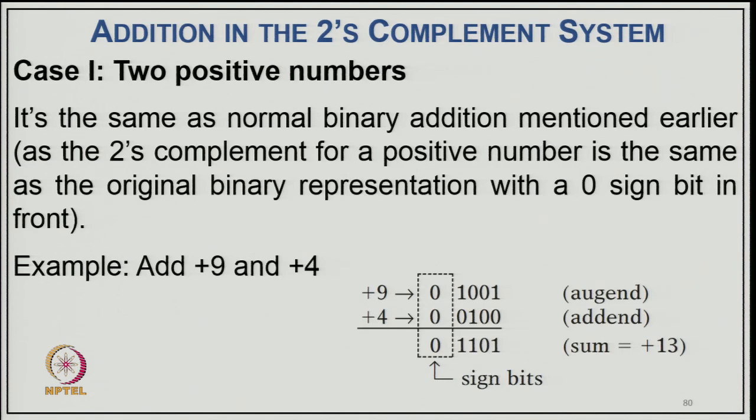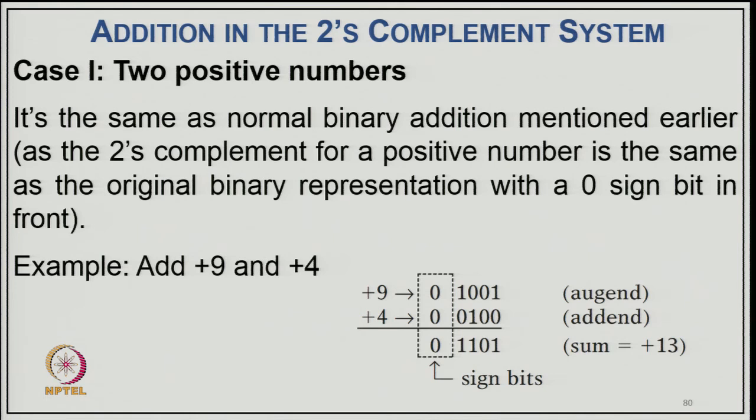So, now coming to the addition in the two's complement system. The first case is two positive numbers. As mentioned earlier for the normal binary system, the two's complement of a positive number is the same as the original binary representation, with a 0 sign bit. So, let's add 9 plus 4.